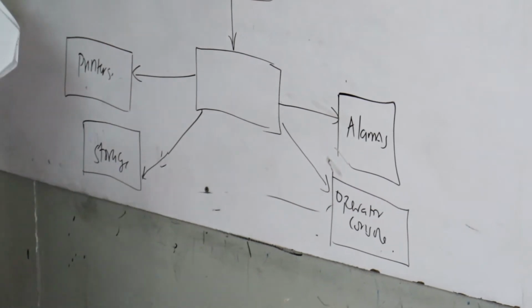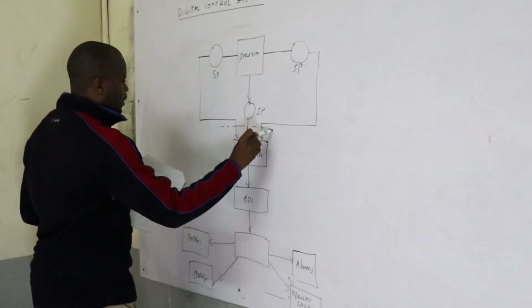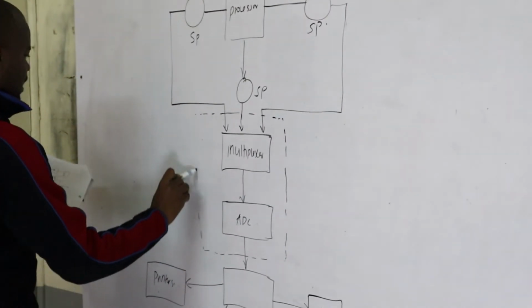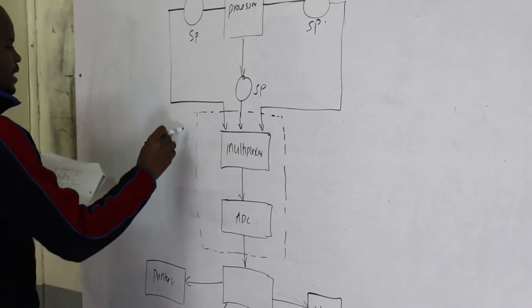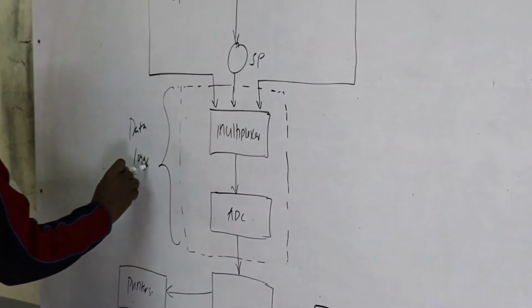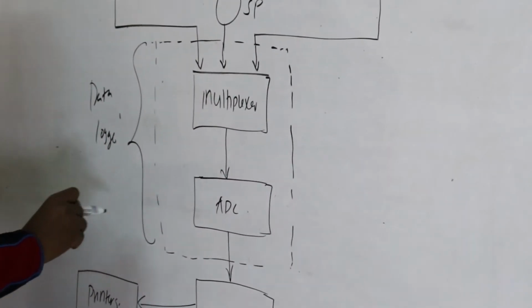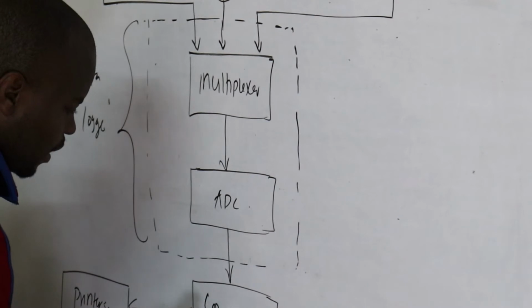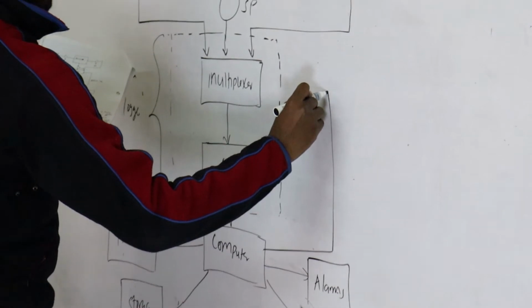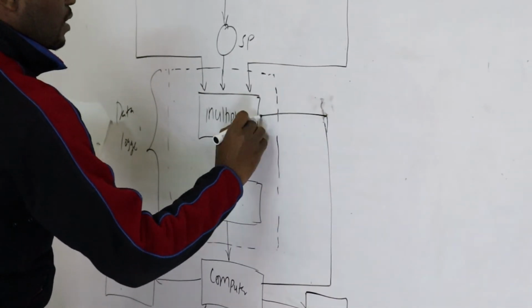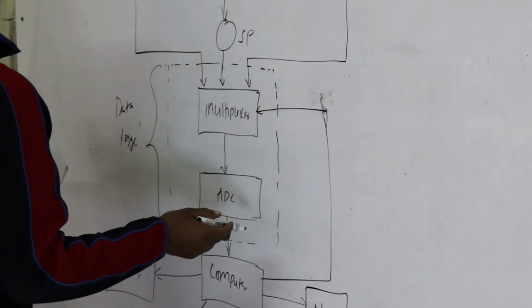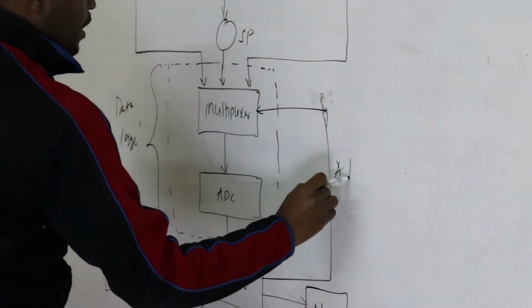If you look at this, from the multiplexer up to the ADC, this can simply be what we call the data logger. Then, of course, there has to be an address line from the computer. It comes back and gets into the multiplexer. This is the address line that will always ensure that there is communication on how the process is being carried out. So here we have the address line.